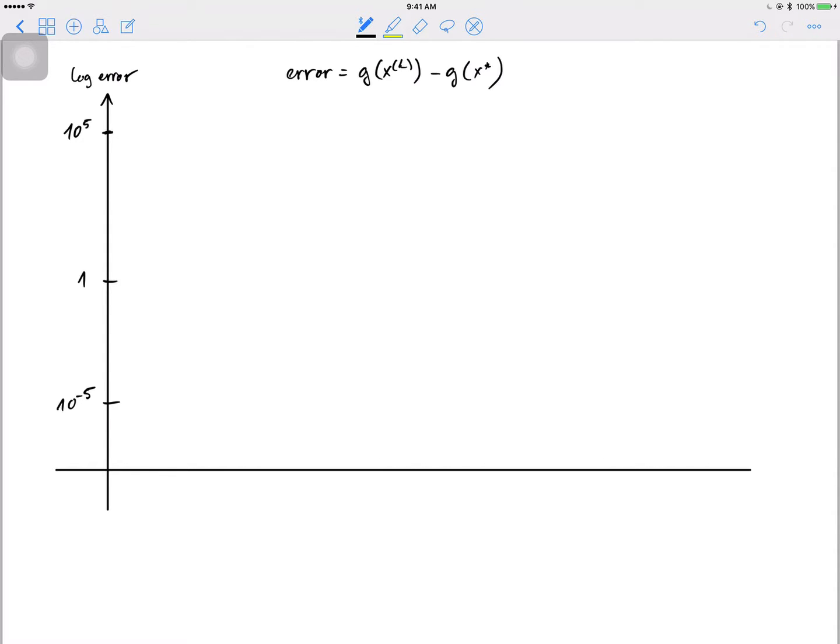All right, so this is a convergence plot. If you run this on some minimization problem with Newton's method, with backtracking line search, the curve you get usually looks something like this. Here are my iterates. This would be my x0. On this axis I have the number of iterations.